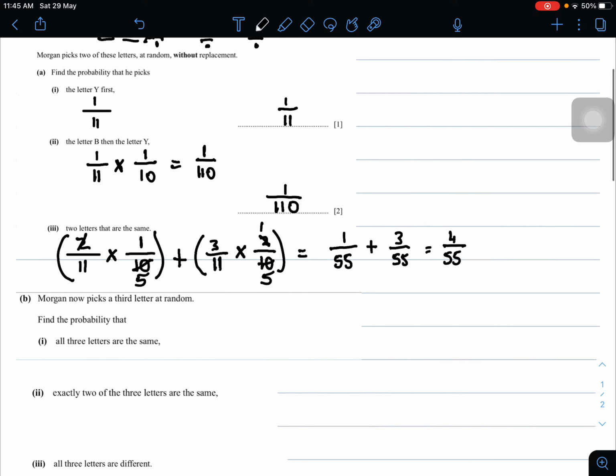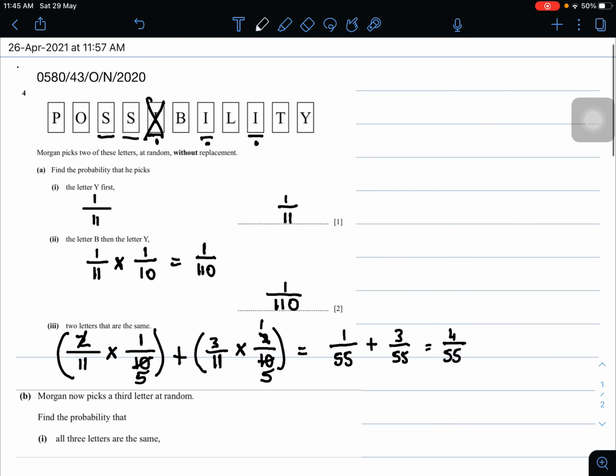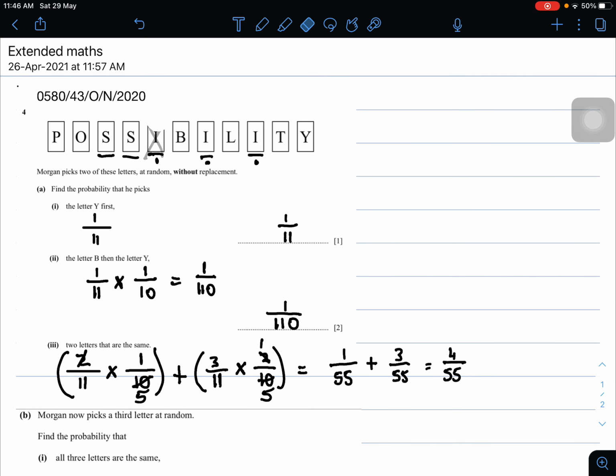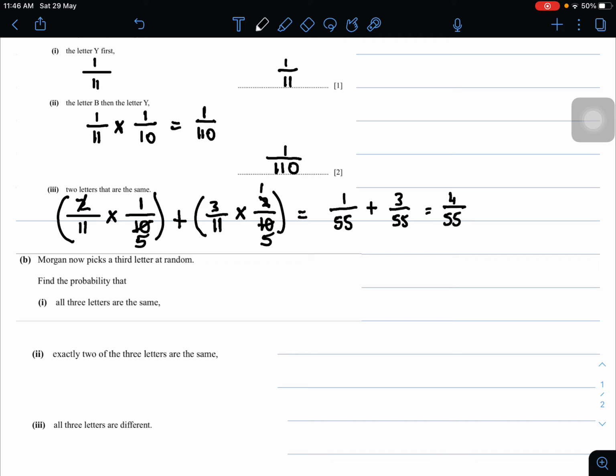Now let's move on to part B. Morgan now picks a third letter at random. Find the probability that all the 3 letters are the same. Now, the only letter that this is possible with is I, as only I occurs 3 times in the word, as you can see over here. No other letter occurs 3 times. So Morgan now picks a third letter at random.